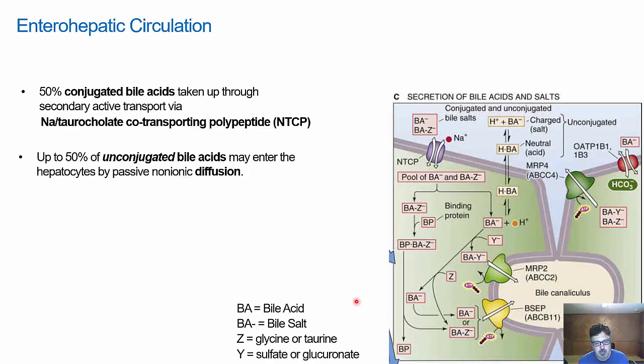So I had a few keys there. Must have been in my animations there. So I can tell you what the Y's and the Z's are. Glycine or taurine, the Z, so that'll be the conjugated here, and then the sulfate or glucuronate for our Y, which we can see down here.